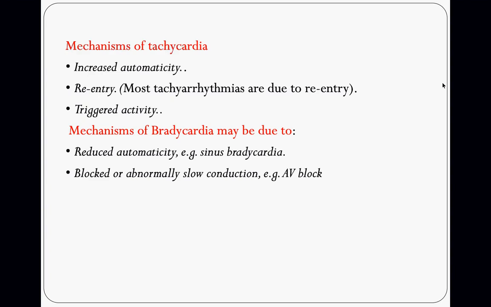Tachycardia occurs as a result of, first, increased automaticity, second, re-entry, and third, triggered activity, while bradycardia occurs as a result of reduced automaticity and blocked or abnormally slow conduction, for example AV block.